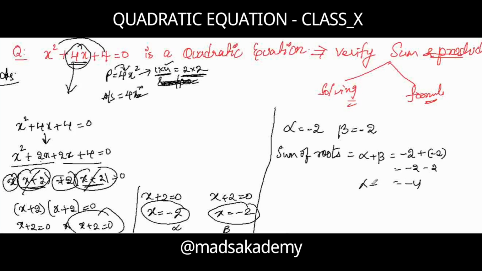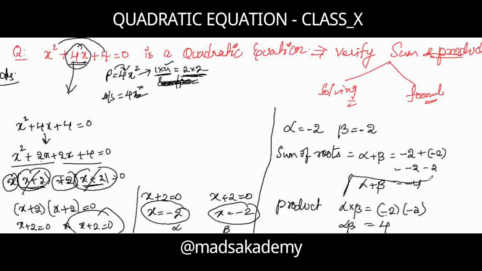So I got alpha plus beta is equal to minus 4. Similarly, the product is nothing but alpha into beta. I got alpha as minus 2, beta as minus 2, which is minus into minus, 2 2 is 4.